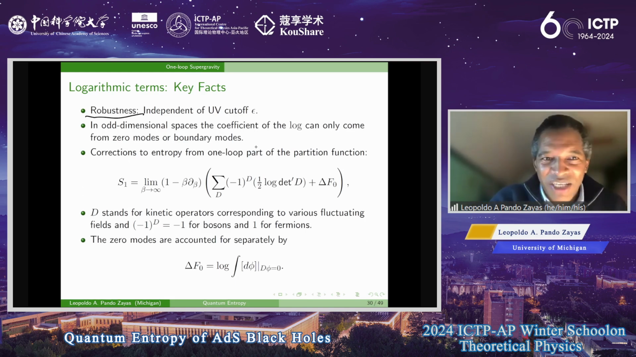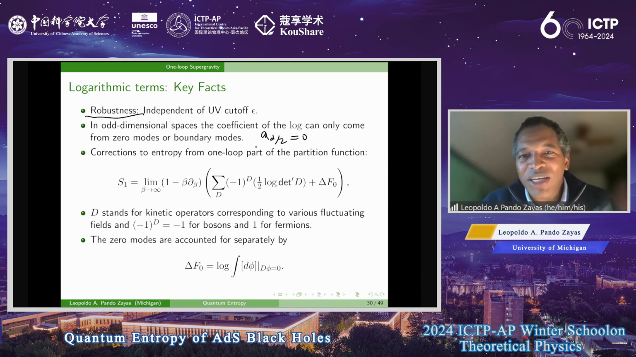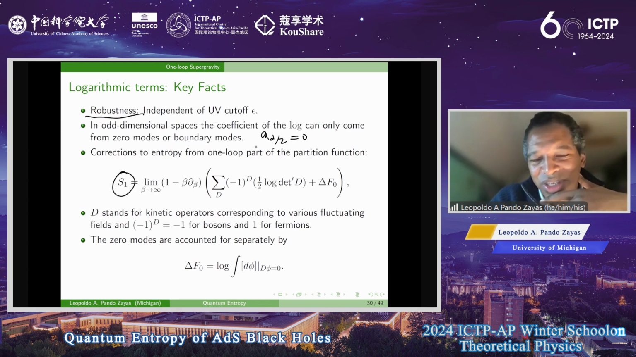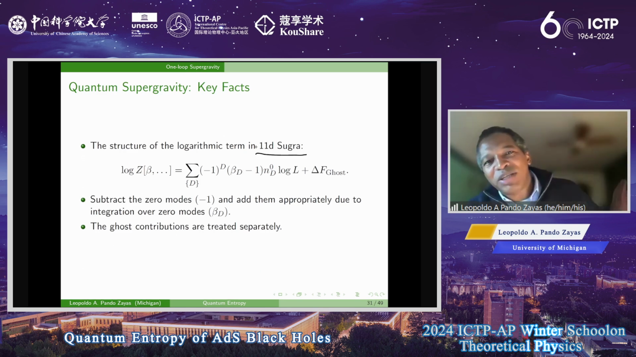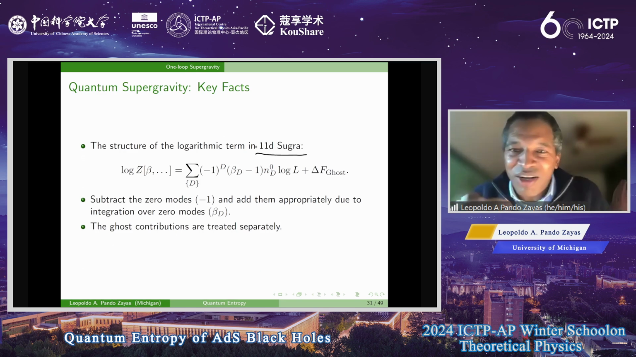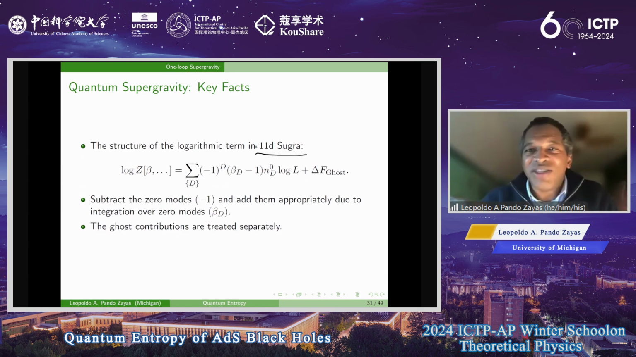Now, in odd dimensions, again, I emphasize this A_{d/2} is 0. So all I really need to do, when I compute the corrections to the entropy, using standard thermodynamics, where beta is the inverse temperature, is focus on the zero modes. So in 11-dimensional supergravity, because it's odd dimensional, there are no contributions that can come from this width coefficient. So everything must come from the zero mode.